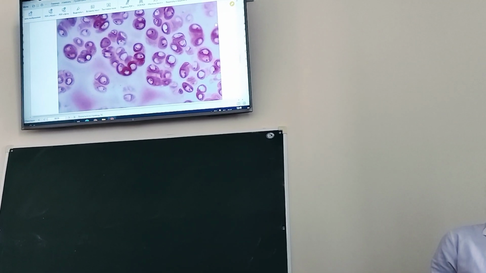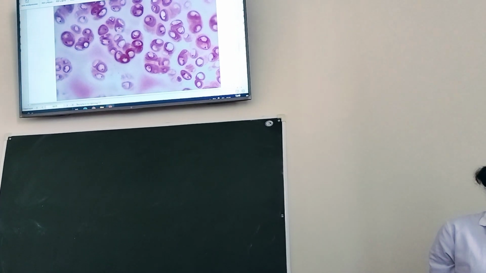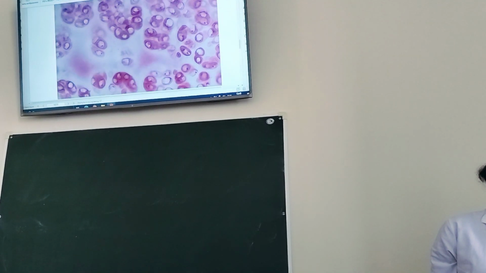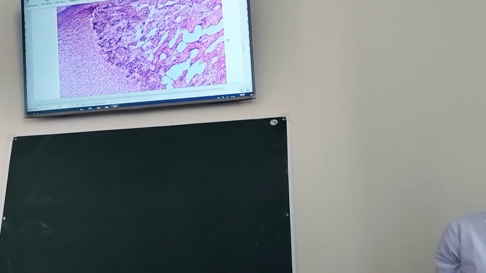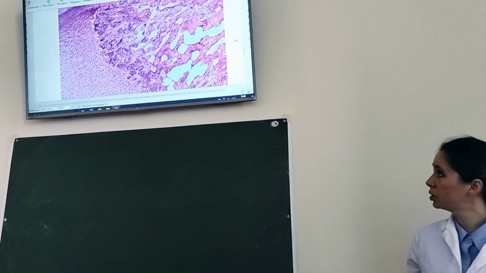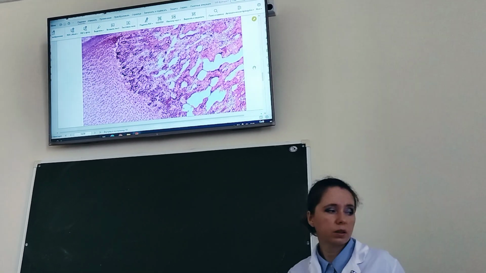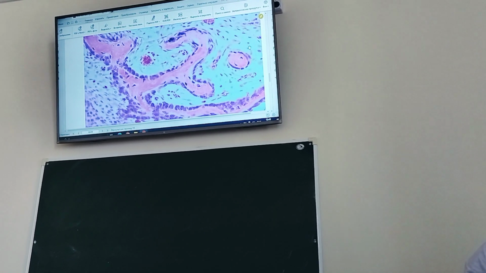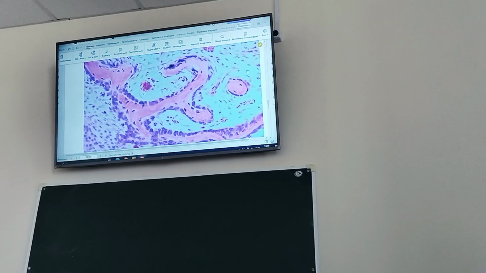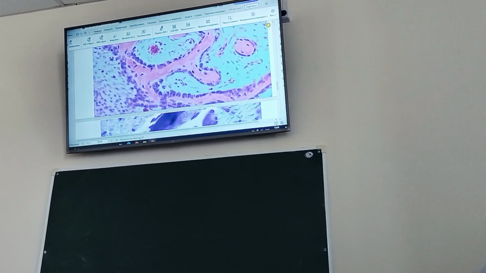Once again, this is cartilage. Yes, hyaline cartilage, isogenous groups, mature cartilage zone. This is again endochondral ossification: cartilage and primary bone. This is direct ossification. Yes, direct ossification. Bone trabecula surrounded by mesenchyme.